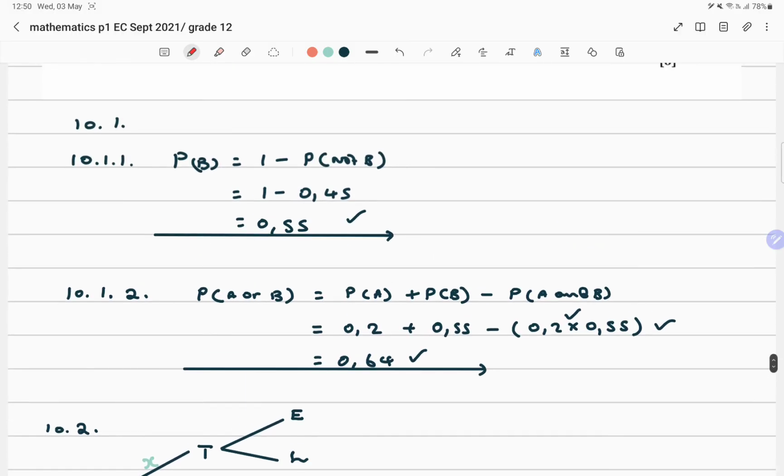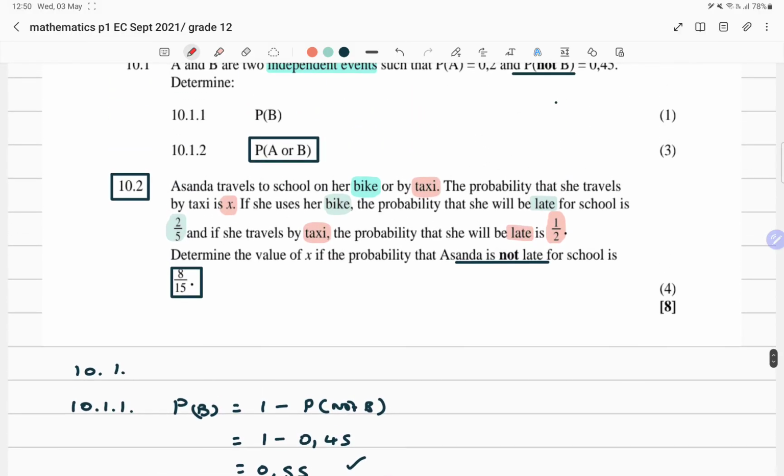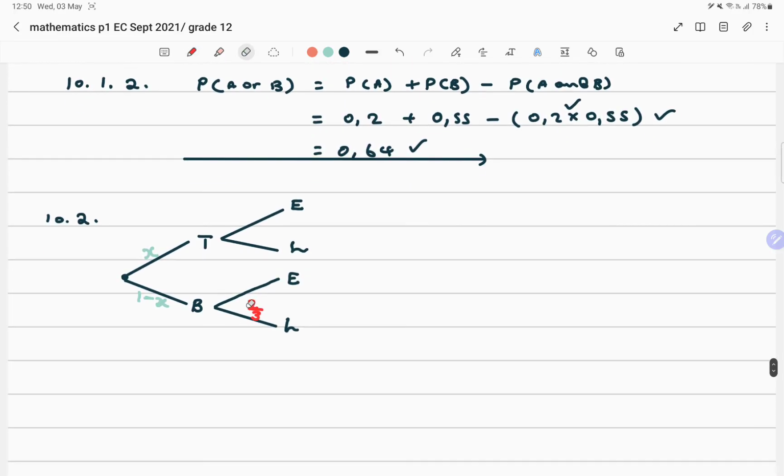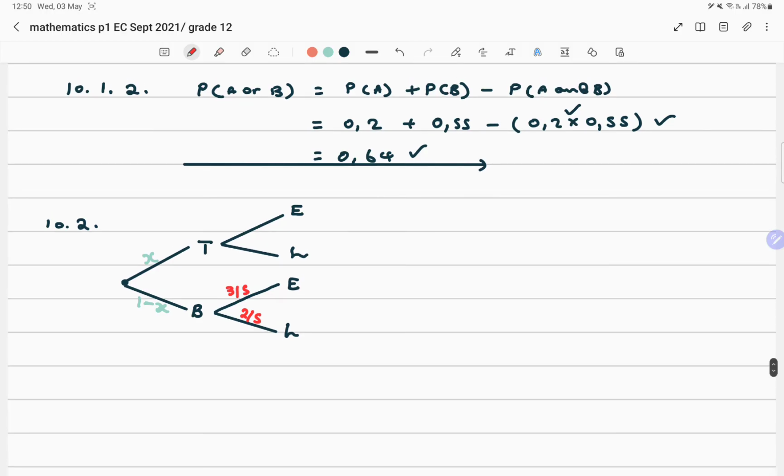Sorry. Let me check again. No, that's 2/5. So this is 2/5, okay? So this means for her to be early, it's going to be the complement of that, which is going to be 3/5, okay? Great. Because these are complementary events. It's either you're late or early, okay?